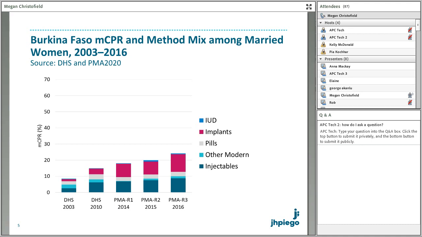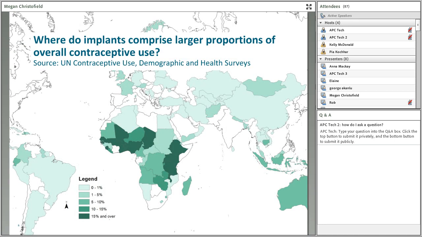So those were just a few country-specific examples of the contribution that implants make to MCPR growth in some settings, but obviously implant use varies greatly around the world. So where do implants comprise larger proportions of overall contraceptive use? Well, this map shows the proportion of implant users among all married contraceptive users across a number of countries. This would be otherwise known as implants' contribution to the contraceptive method mix.